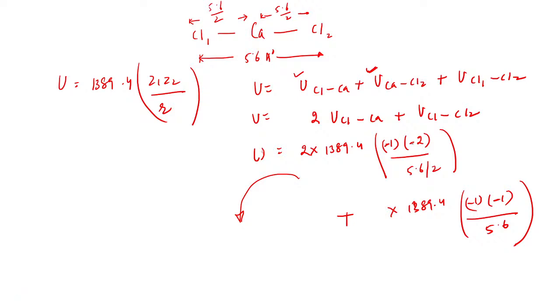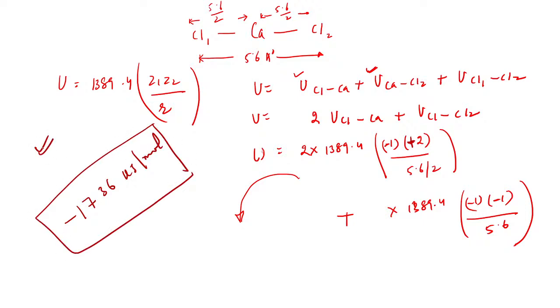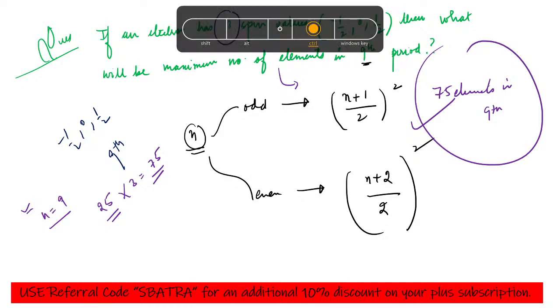Right, okay, Z2 is plus 2, definitely. Okay, this is plus 2. Okay, great. So you're getting minus 1736 kilojoules per mole. Okay, so this is going to be your correct answer. Is it clear to all of you? Any doubts in this question? Is it clear, everyone? Clear? All right. Now let's go to the next one.